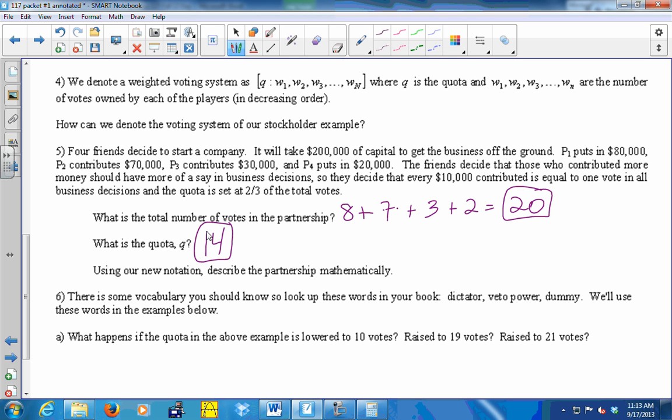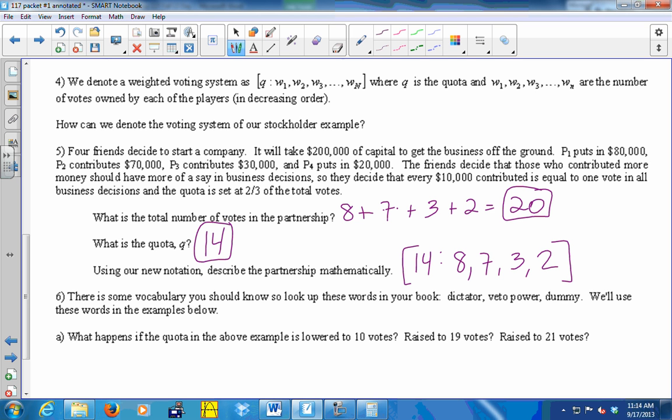All right, so our new notation to describe this partnership: we always have a square bracket, and then we put the quota first, which we know now is 14, colon, and then we list the votes of each player in descending order. So it's going to be 8, 7, 3, 2. So that describes that whole paragraph that we just read for number 5. That's how we write it without all the superfluous information, right? 14, 8, 7, 3, 2. That's all the important information.